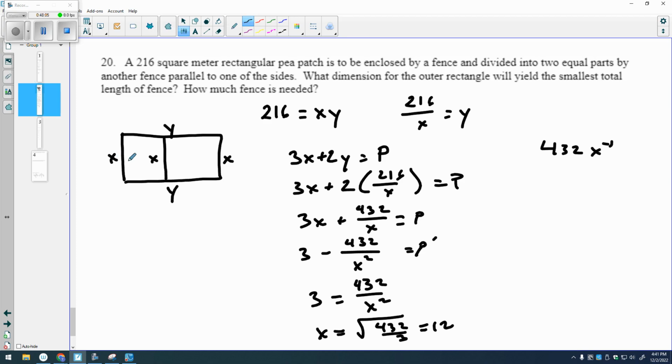So this is 12, this is 12, this is 12. So take 216 and divide it by 12, and we get 18. So this is 18 by 12, which makes this over here 9 and 9. So we get a 9 by 12 shape. Okay, what was the question? Dimensions for the outer rectangle, 18 by 12.